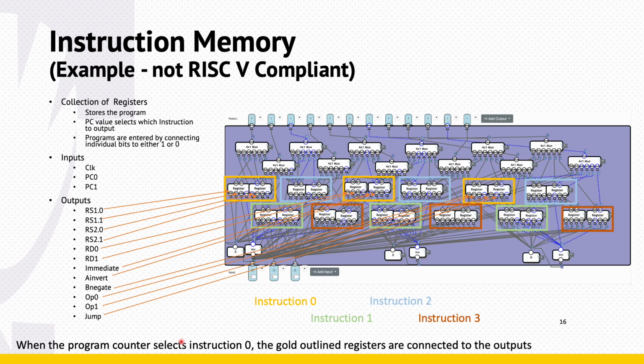So when the program counter selects instruction 0, all the gold outline registers are connected to our various outputs, right? And that's what we have right here. The program counter is inputting 0. And so if you were to go through here, you could compare. RS1 is exactly what you see here and here. RS2 is exactly what you see here and here, and so forth.